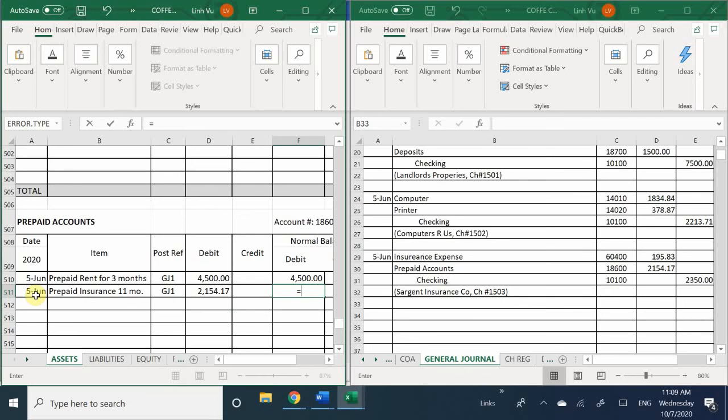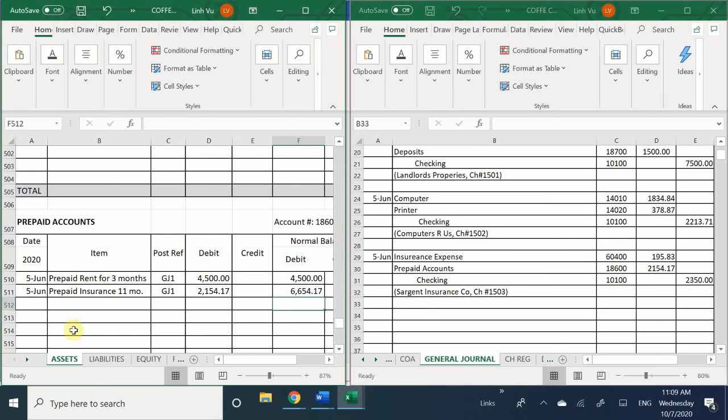So again, this is where we can enter in our formula. We're going to go on the debit side. We're going to go up one, which is taking the total amount from the previous one. We're going to add our debits in that same row, and subtract any credits for that row. And you're going to enter it in. So now my new total is going to be 6654.17. So that is your prepaid accounts.